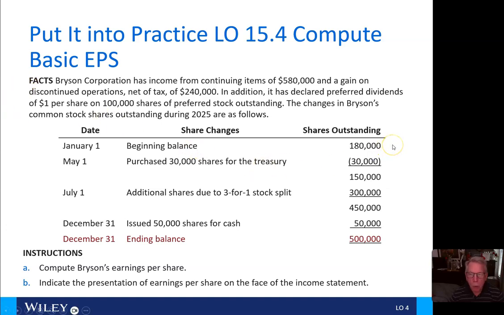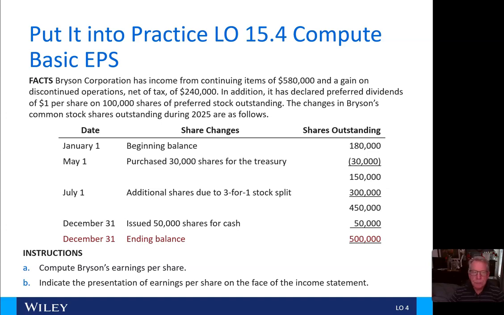So here we start with 180,000. We purchased 30,000 shares for the Treasury. We had additional shares due to a 3-for-1 split on July 1. We issued another 50,000 shares for cash. So our ending balance was 500,000. They want you to compute Bryson's earnings per share and indicate the presentation of the earnings per share on the face of the income statement.